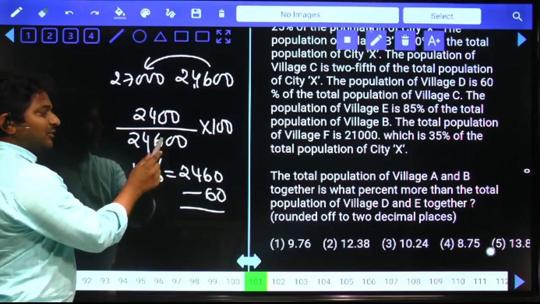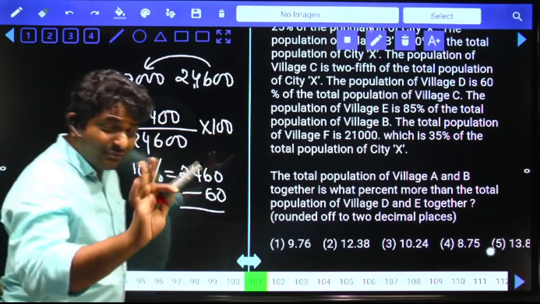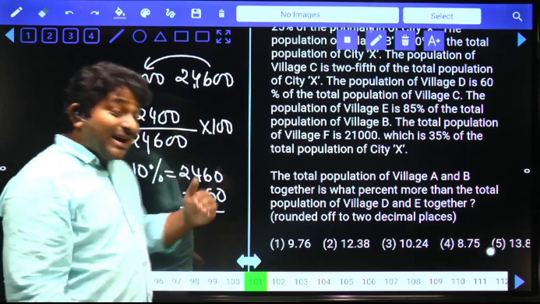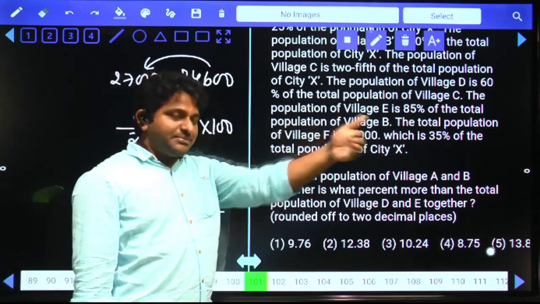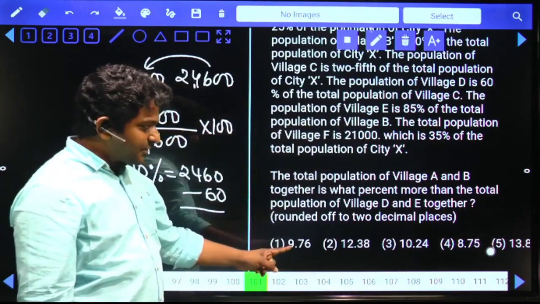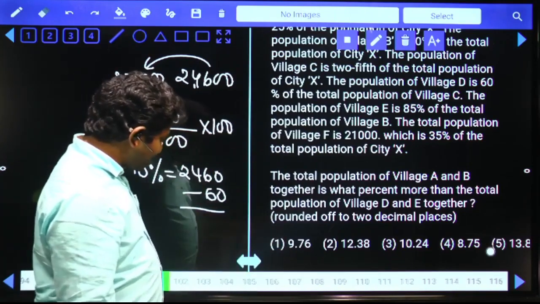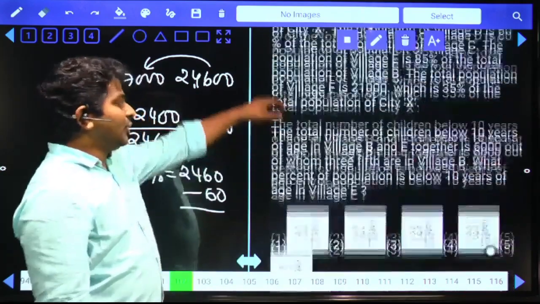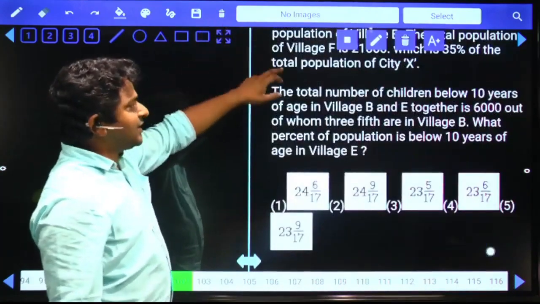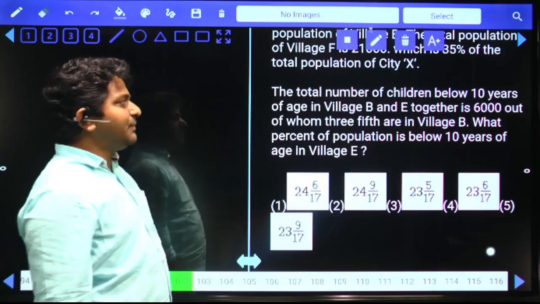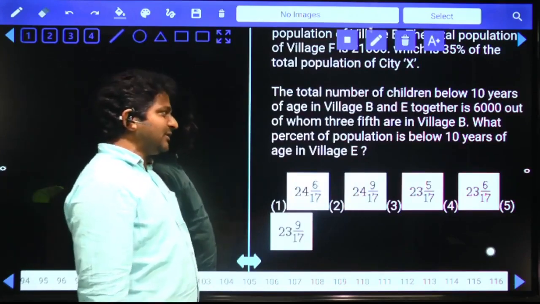1% is equal to 246. So you are not supposed to subtract 1% also. Hence, the answer must be more than 9% but less than 10%. Look at your options. There is only one. 9.76%, final answer. Next.